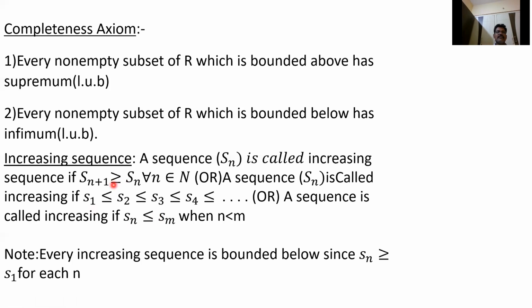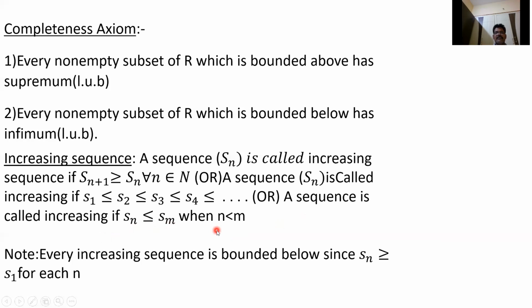So one definition is Sn+1 ≥ Sn for all n belongs to N. Another definition is that a sequence Sn is called increasing if S1 ≤ S2 ≤ S3 ≤ S4 ≤ and so on. Another definition: the sequence is called increasing if Sn ≤ Sm when n < m. For example, 3 < 4, so S3 ≤ S4, and 2 < 3, so S2 ≤ S3.